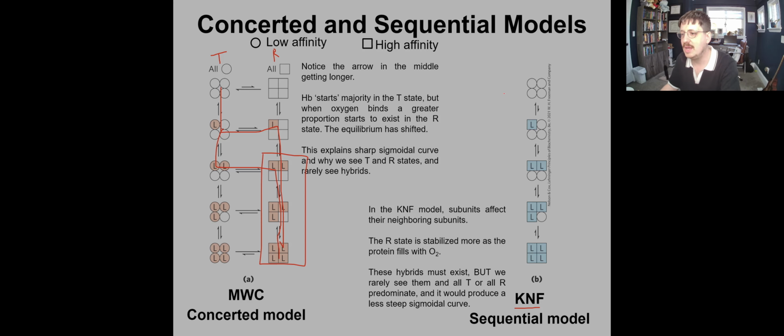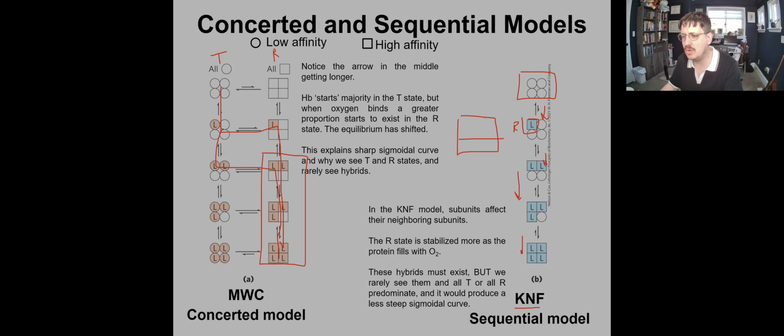Whereas in the sequential model, it's all going to be in the T state, but when oxygen binds, it's going to flick that particular subunit into the R state, and then as more oxygen binds, it makes it easier for the next oxygen to bind and move into the next state, as we can see by the increasing moving down arrow. As it gets more loaded up with oxygen, it makes it easier to fill up.